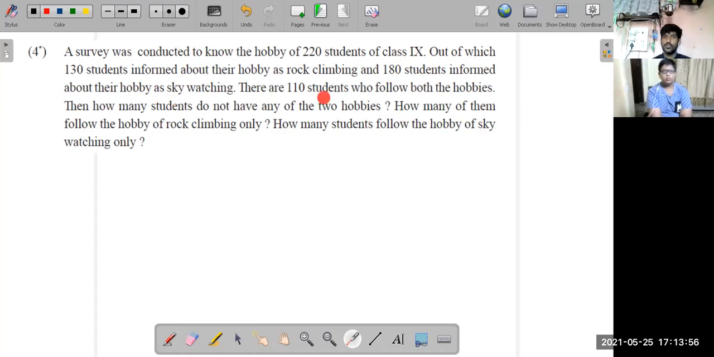110 students who follow both the hobbies. There are 110 students who follow both the hobbies. Then how many students do not have any of the two hobbies? How many of them follow the hobby of rock climbing? How many students follow the hobby of sky watching only?